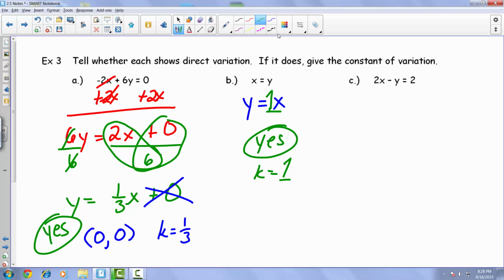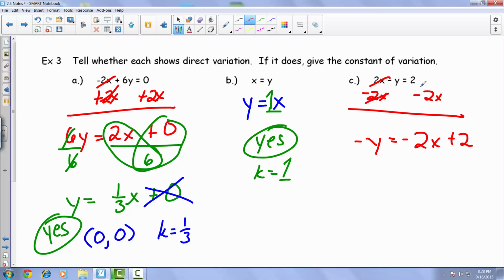Now looking at C, again, we see that it's in standard form. We want it into that y equals mx plus b, or y equals kx type form. So we're going to go ahead and first subtract 2x from both sides, leaving us then with negative y is equal to negative 2x plus 2. Unfortunately, we could not combine these two because they were not like terms. This one had an x, this one did not.